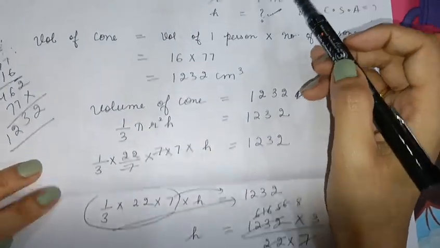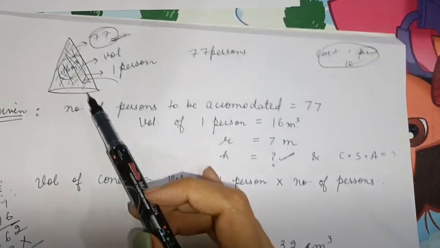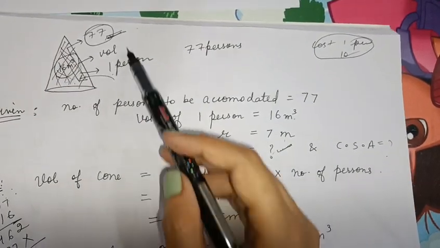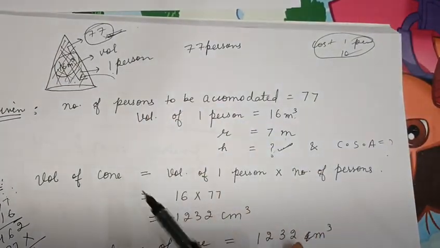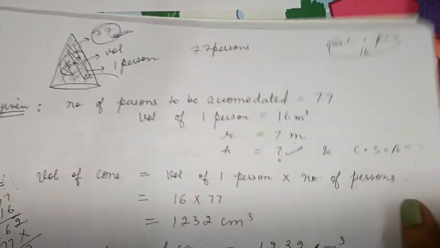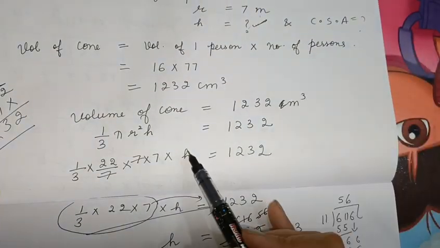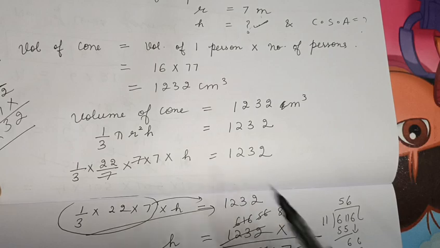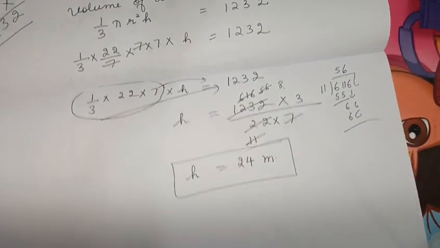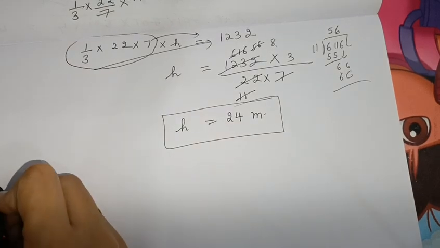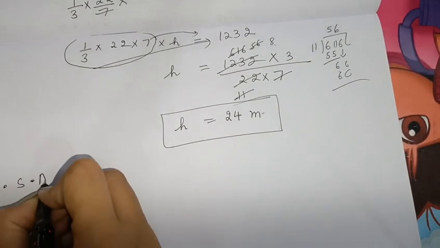See what was given to us. Some information related to volume was given to us. By using that information we found the total volume of the cone. After finding the total volume of the cone, we utilized this volume to find the height of the cone. Now what we have to find in the other part is the curved surface area of the cone.